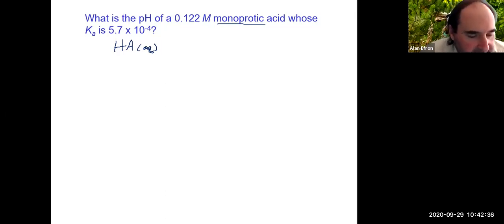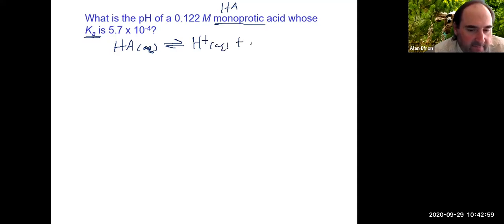Take a look and see how you're doing. So again, if you're not given a formula, monoprotic means that basically it has one H plus that will come off. So HA is that representation. And we know it's a weak acid because we do see a Ka value there. So we would have something that looks like this in terms of the formula.